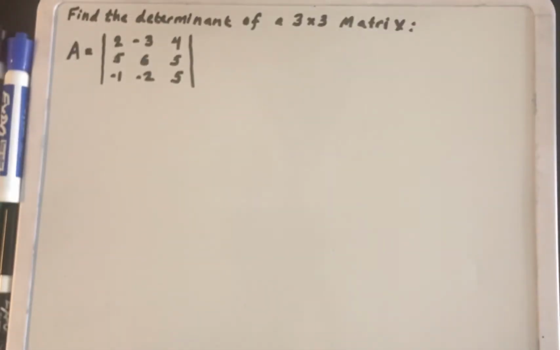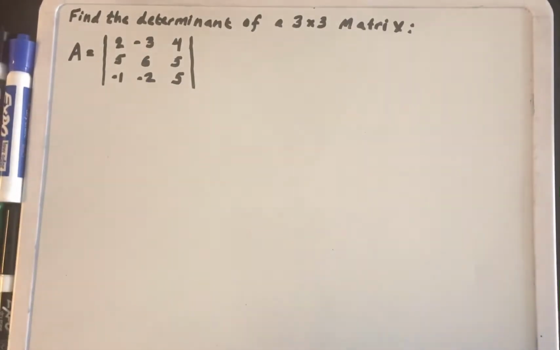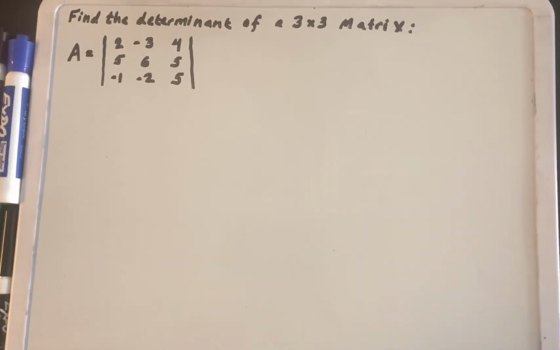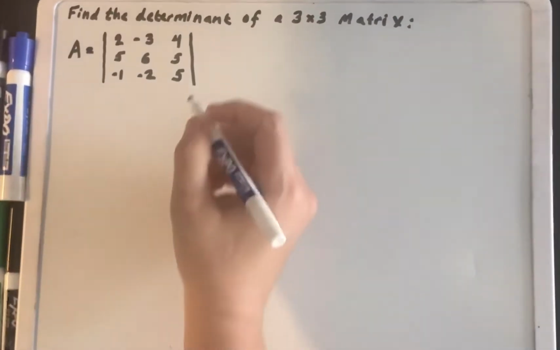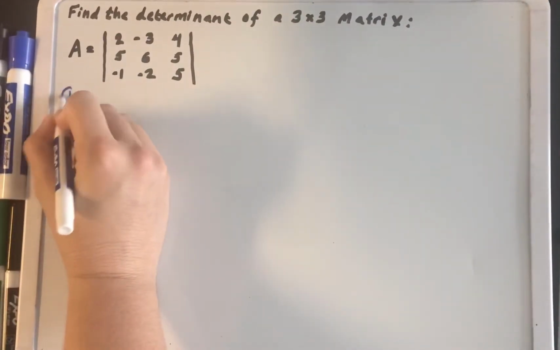Hi class, I wanted to do a video showing you how to calculate a 3x3 determinant by hand. There's a couple of methods that you can employ here. The first one is the one that most math majors typically use, and that's called expanding by minors. So I'll show that one first.